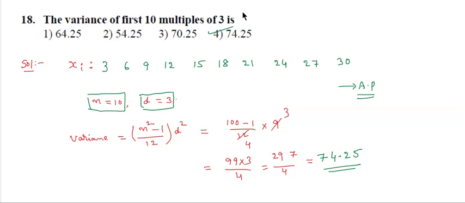This is the formula: (n square minus 1) by 12 into d square. N is 10, d is 3. Substitute, calculate here. You get the answer 74.25. That is the fourth option. This model is also very, very important in Mains as well as MCET.